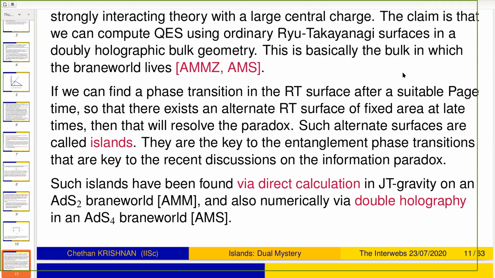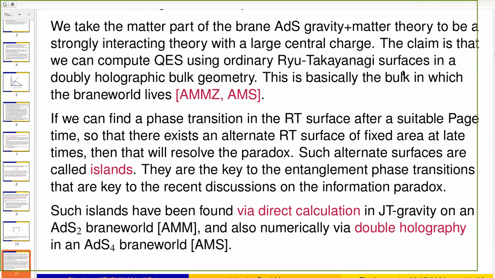Chethan, can I ask something? Yeah, sure. Actually, the Ryu-Takayanagi surface in this construction reduces to the QES because the gravity is switched off on the segment whose entanglement entropy you're trying to compute, right? That's true. Yeah.